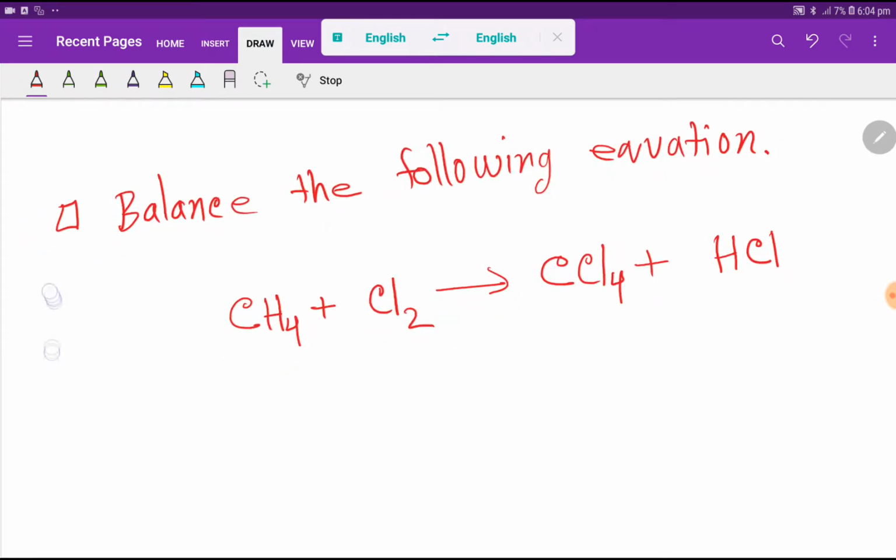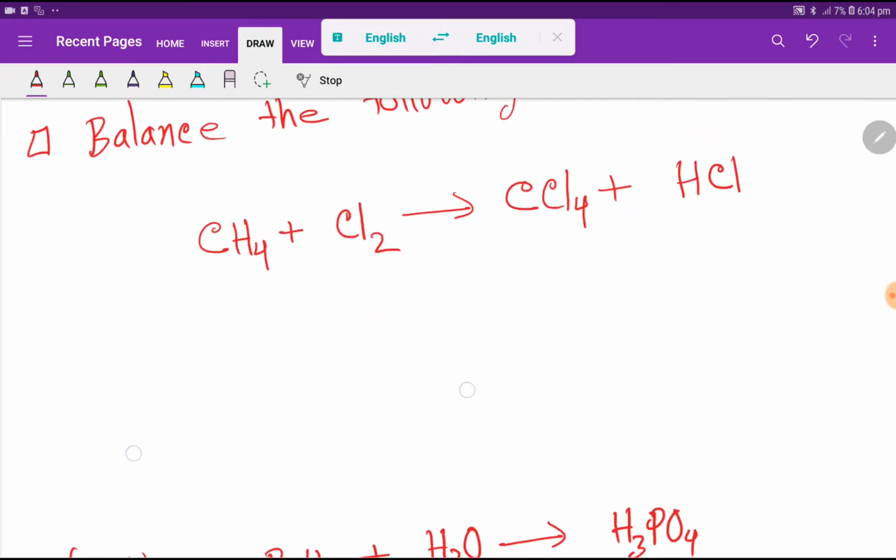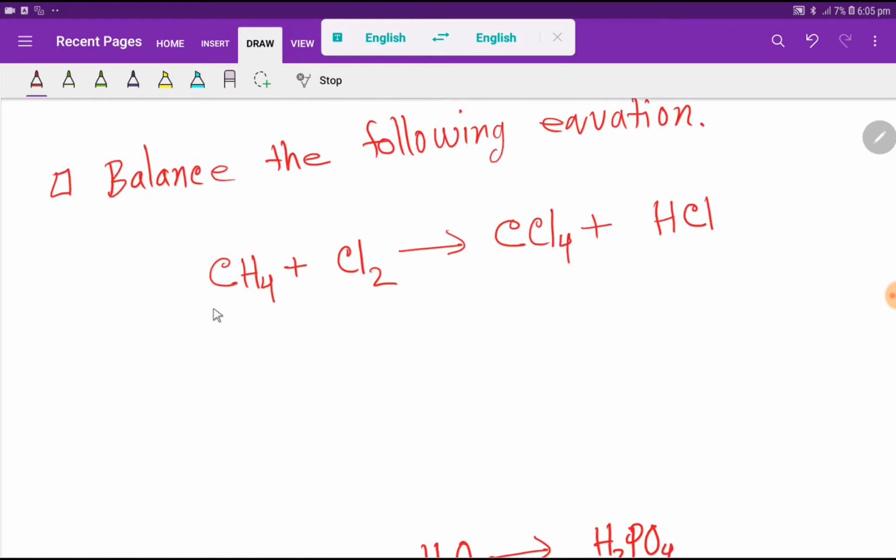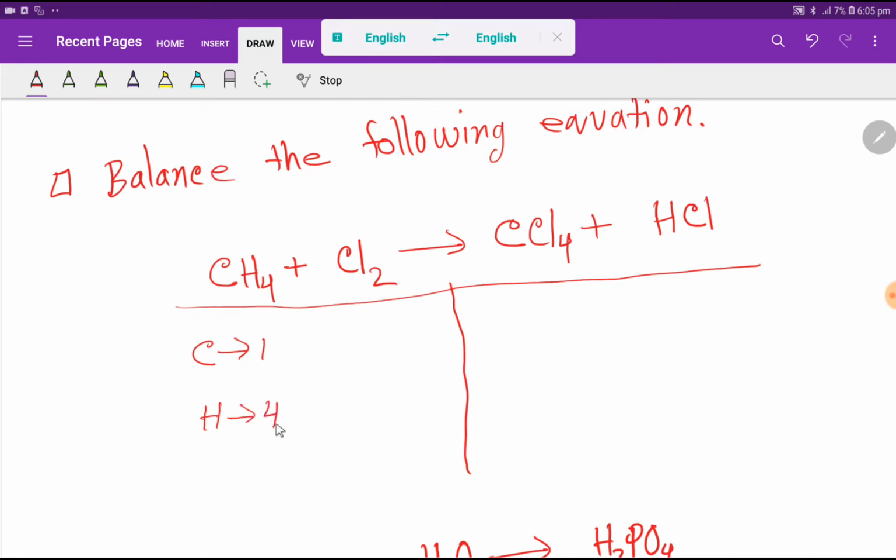So now look at this. Balance the following reaction. So how to balance this reaction? This is methane, this is chlorine, this is carbon tetrachloride, and this is hydrochloric acid. To balance this reaction, at first we have to draw a table like this. This is the reactant side and this is the product side. On the reactant side we have carbon, that is 1, then hydrogen, which is 4, then chlorine, which is 2.